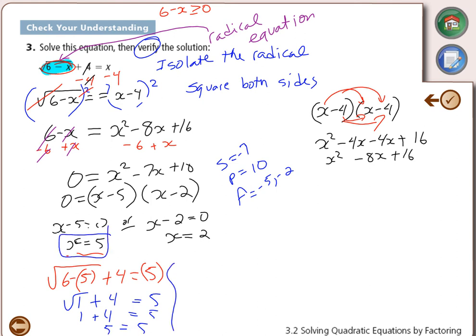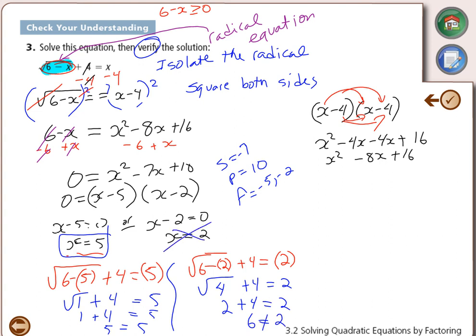Got to verify the second one. Square root of 6 minus 2, plus 4 equals 2. Let's see if it works. 6 minus 4, that's the square root of 4, plus 4 equals 2. Square root of 4, that's 2, plus 4 equals 2. 2 plus 4 is 6. Hey, that is not 2. This one's called an extraneous root.